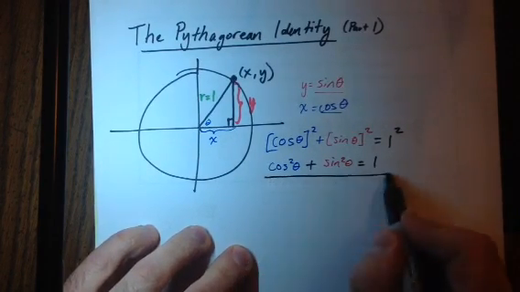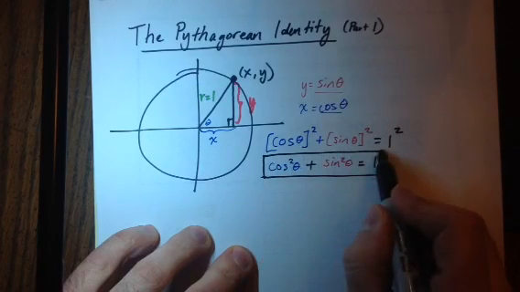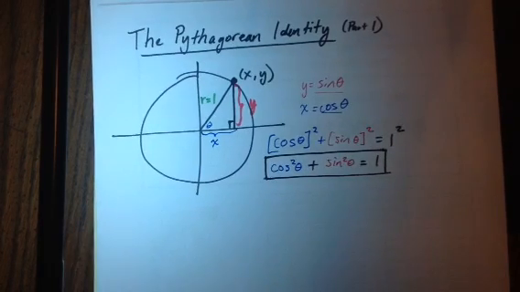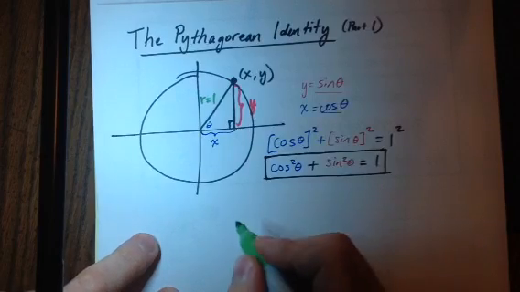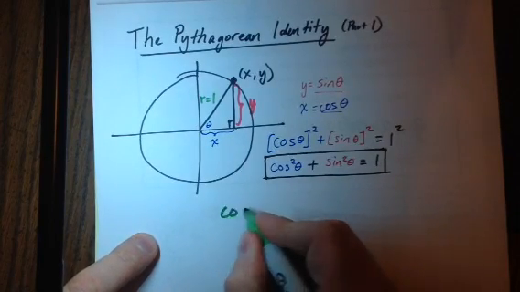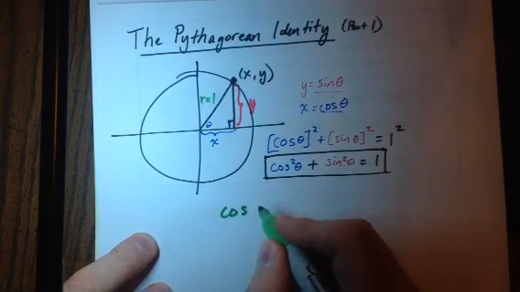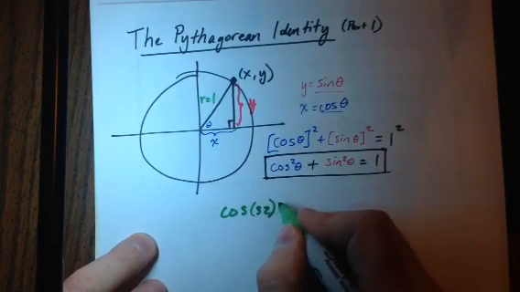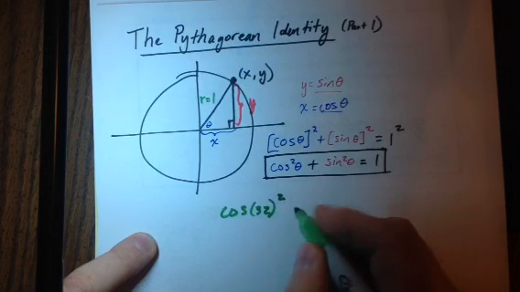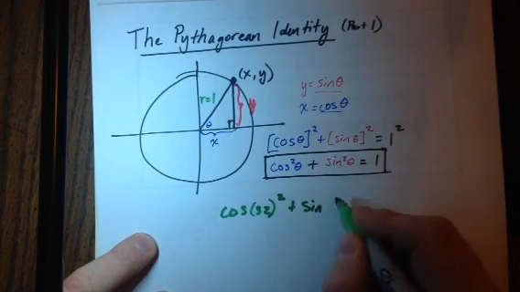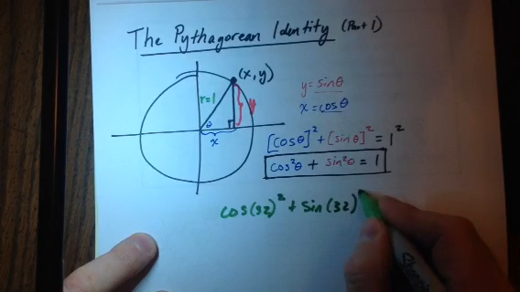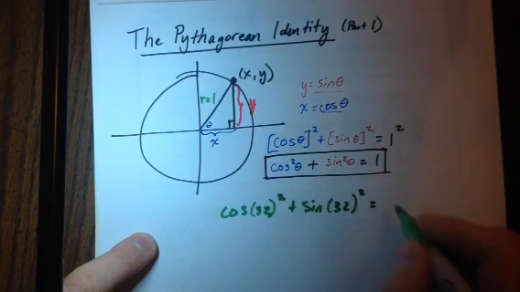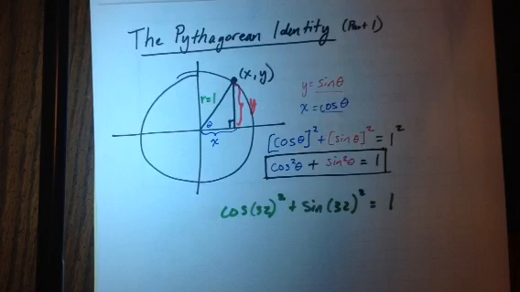And this is the Pythagorean identity. It's true no matter what angle you have. Give it a try. Grab your calculator, pick your favorite number, and type it in. On the calculator you'll type cosine of, I'll use 32, and then squared, plus the sine of 32 squared, and hit equals. You'll see that you get 1.